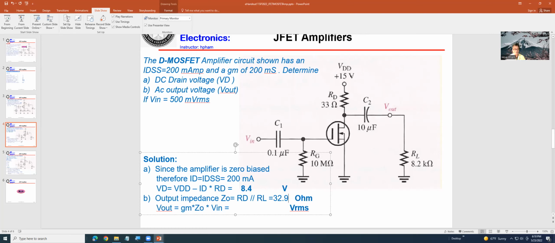Okay, the last one. Vout equals gm times Zout, that is the gain, times Vin, and you get the Vout. Is it 3.29 volt? Perfect, 3.29.